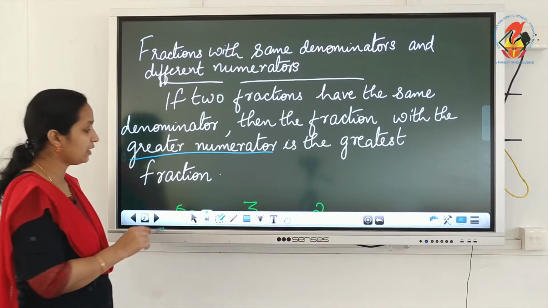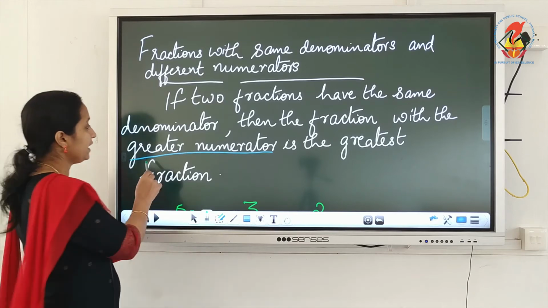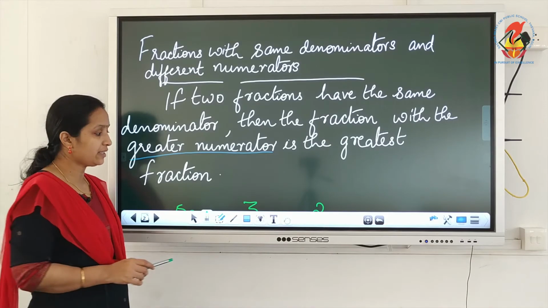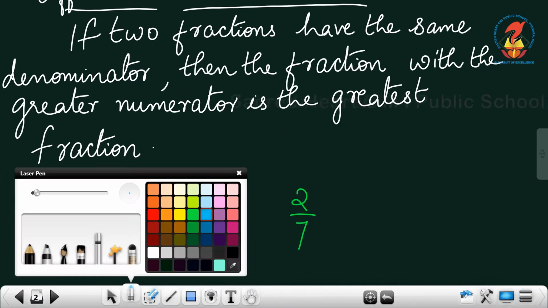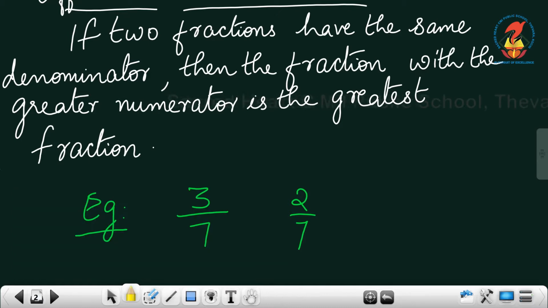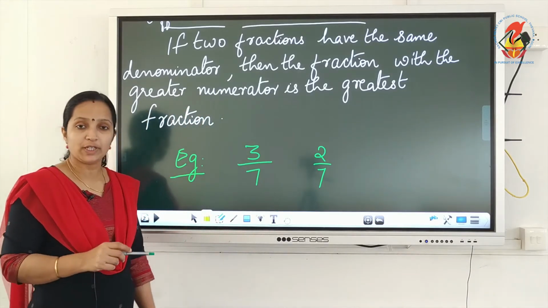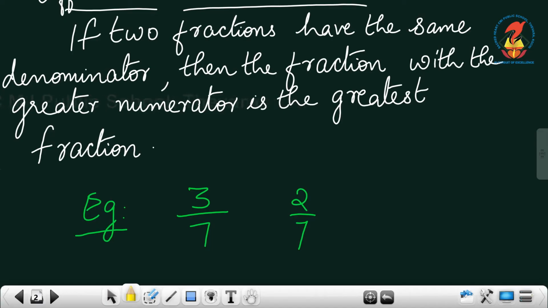I hope it's clear. If two fractions have the same denominator, the fraction with the greater numerator will be the greatest fraction. Look at this example: 3 by 7 and 2 by 7. They are like fractions, which means the denominators are the same. So if the denominators are the same and numerators are different, always the fraction with the greater numerator is the greatest.